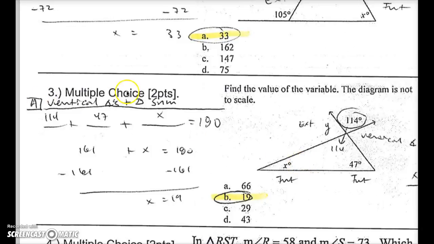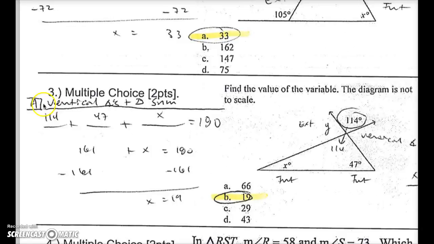Question number 3, multiple choice, 2 points. Find the value of the variable. The diagram is not to scale, so you need to solve for the variable x here, and they give you 114 degrees and 47 degrees. Now I put in a y angle here.